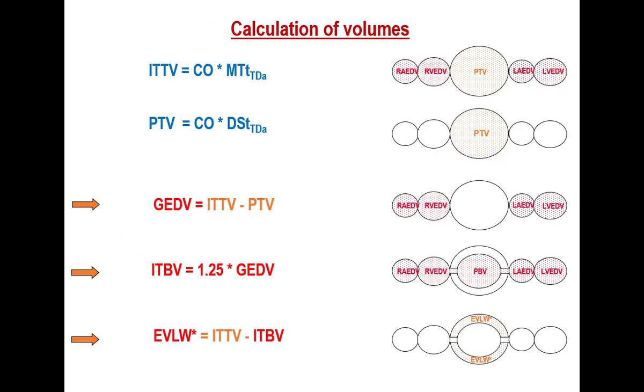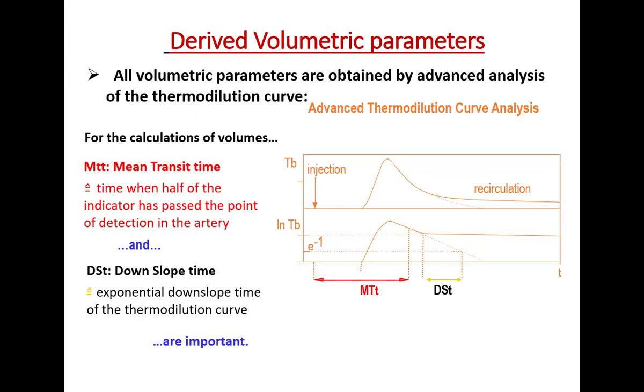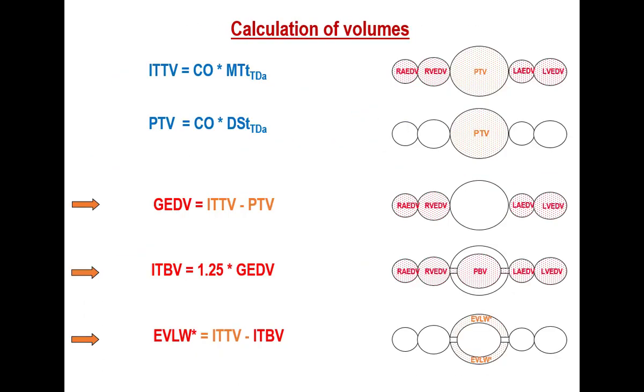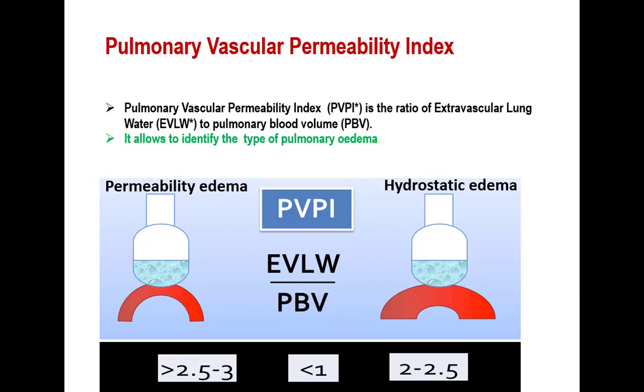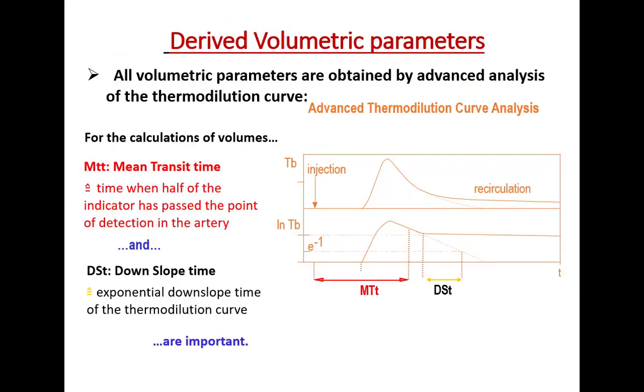Based on the graph which is available, the mean transit time and the downslope time which the machine calculates, you can bring about these calculations. First is the intrathoracic thermal volume. The intrathoracic thermal volume is the product of the cardiac output and the mean transit time. How do we measure the cardiac output? The cardiac output is measured by your normal Stewart-Hamilton equation.